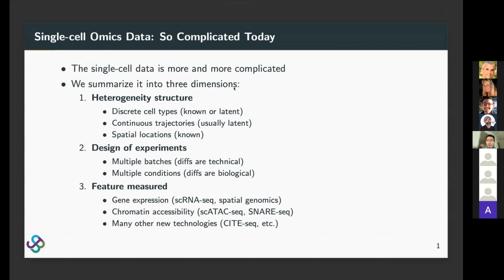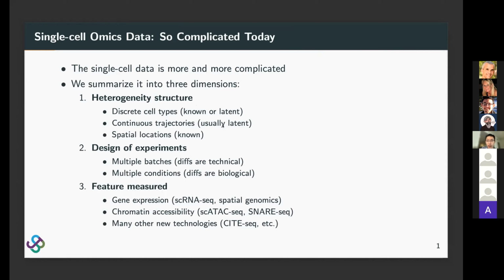The challenge for nowadays single-cell data is that they are becoming more and more complicated. We try to summarize the complexity of nowadays single-cell data into 3 dimensions. The first one is the heterogeneity structure. This is usually the most interesting thing people want to know. Usually we can have cell types, which can be known or latent, so you can infer them by clustering. You can also have continuous trajectories.